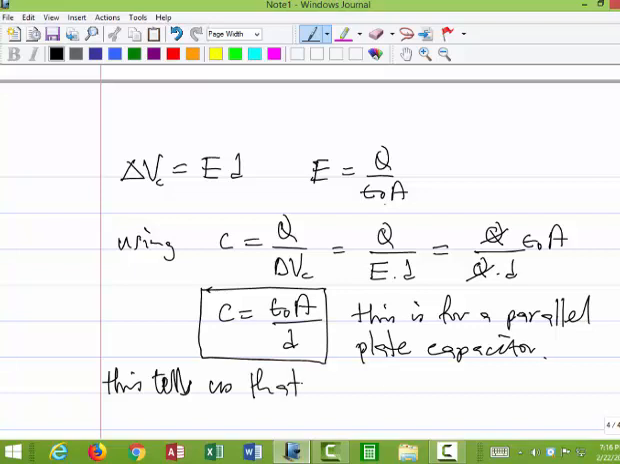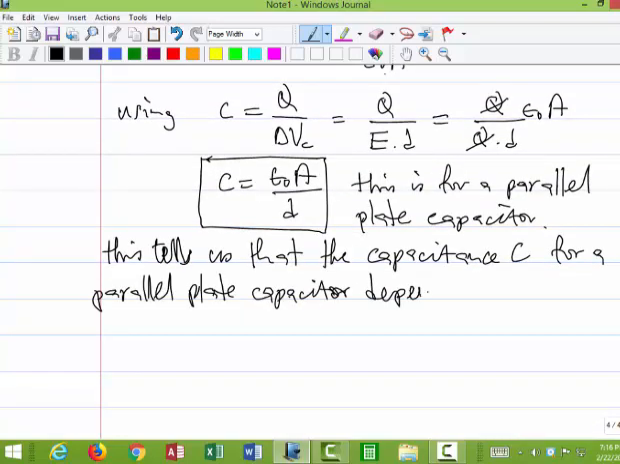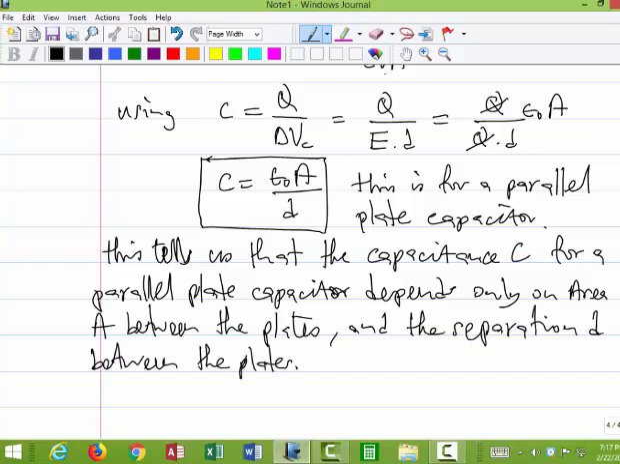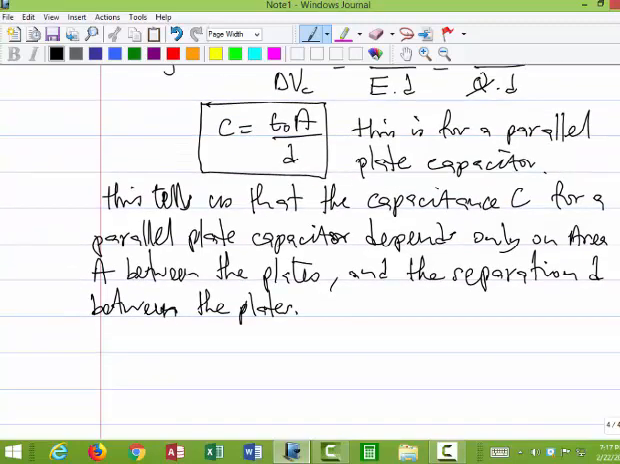This tells us that the capacitance C for a parallel plate capacitor depends only on the area A between the plates, and the separation D between the plates. So if you want to make the capacitance large, you make the plates very large, and you make the plates close together. That increases the capacitance of the capacitor. Questions on that so far?